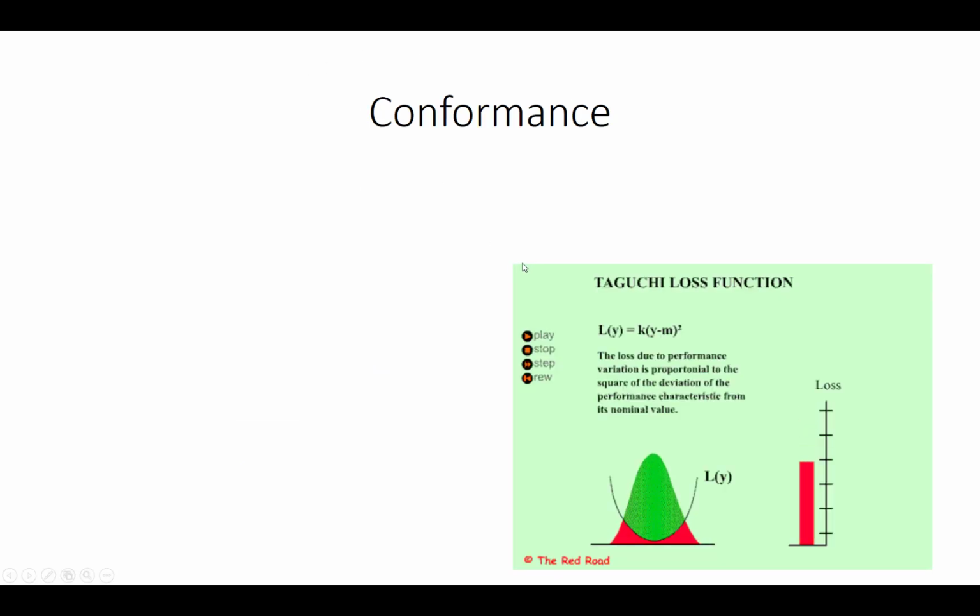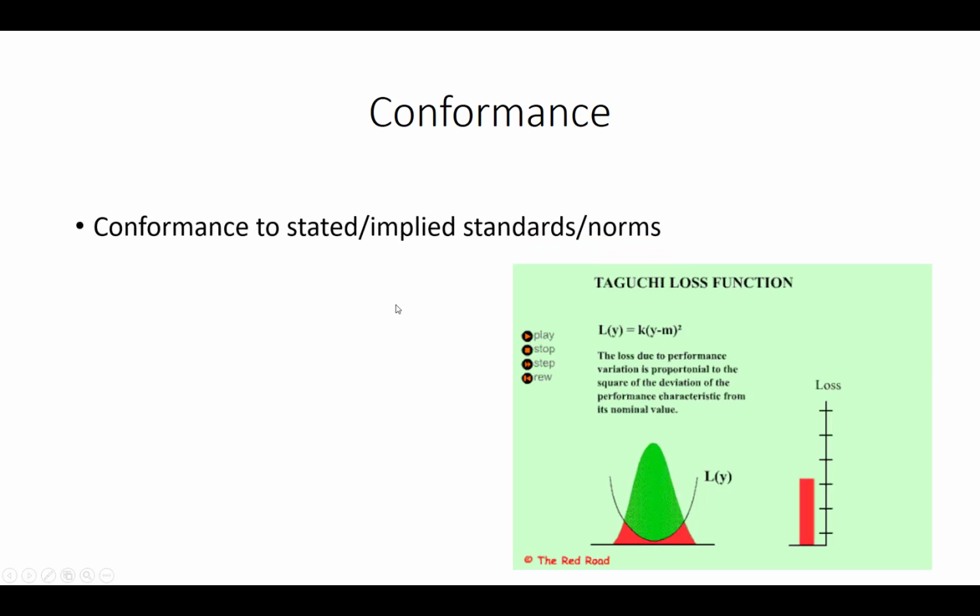Conformance. So you won't ever need to calculate this, but we do talk about the Taguchi loss function. So Taguchi loss function tells us the further deviance we have from our goal value, right, the further out our distribution is, the greater the loss is. So the taller the distribution, right, the more precise, the smaller the standard deviation, the less loss there is. This is conformance to either stated or implied standards or norms. We measure this using the Taguchi loss function.